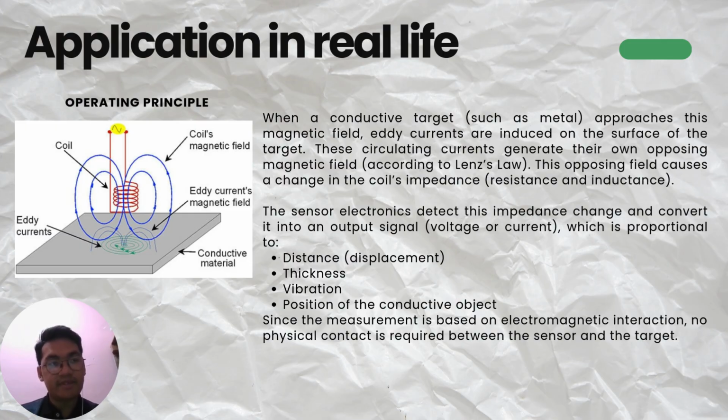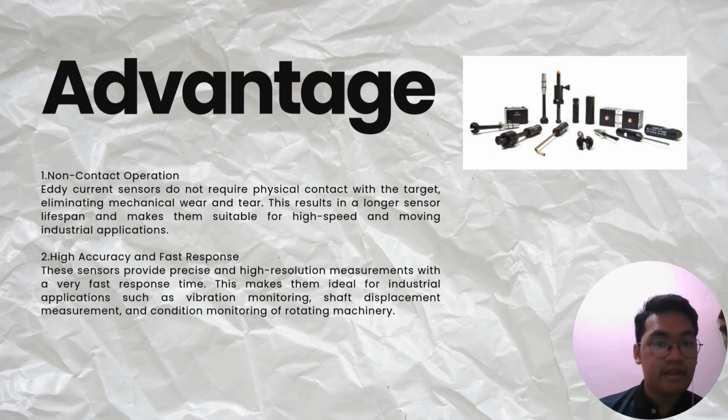Since the measurement is based on electromagnetic interaction, no physical contact is required between the sensor and the target. The advantages of using the eddy current sensor are non-contact operation, high accuracy, and fast response. For non-contact operation, the eddy current sensor does not require physical contact with the target, eliminating mechanical wear and tear. This results in a longer sensor lifespan and makes them suitable for high speed and moving industrial applications.